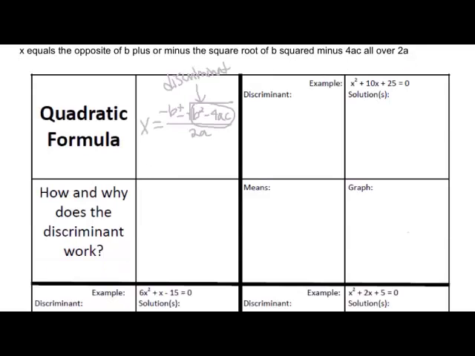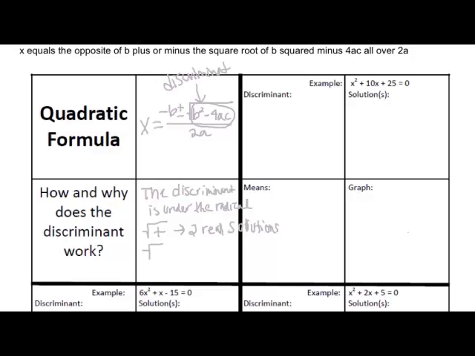So how and why does the discriminant work? The discriminant, again, is under the radical. So if we have the square root of a positive number, so if the discriminant is positive, we know that's going to give us two real solutions. Because when we take the square root of a positive number, we have to look at the positive and the negative. So again, if the discriminant is positive, we get two real solutions.